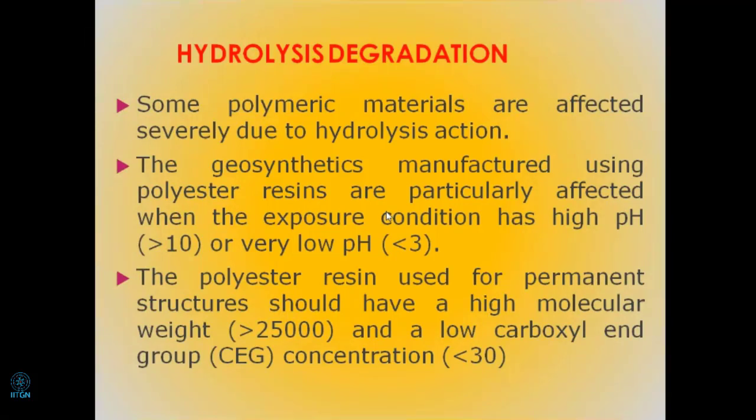So we have to check based on the pH values, high as well as low, and based on the higher molecular weight as well as low carboxyl end group concentration, we can see the degradation of the geotextile due to hydrolysis. So these are the parameters to check the degradation based on hydrolysis.